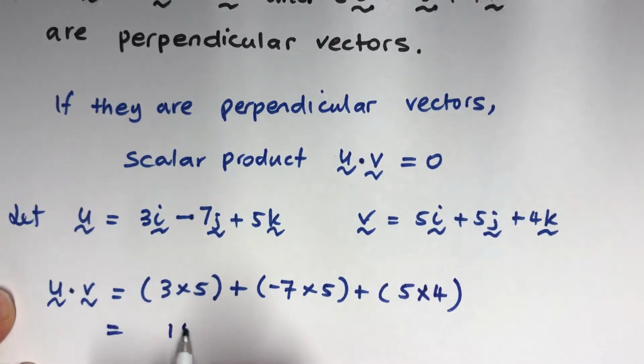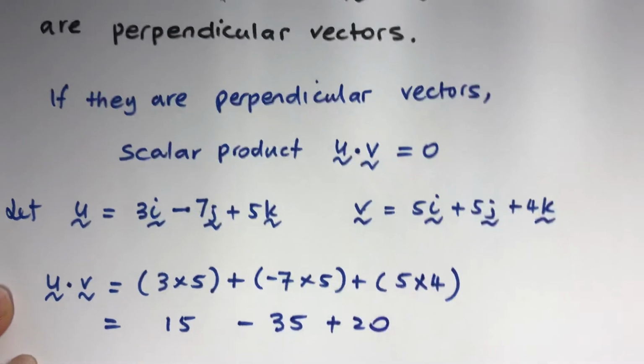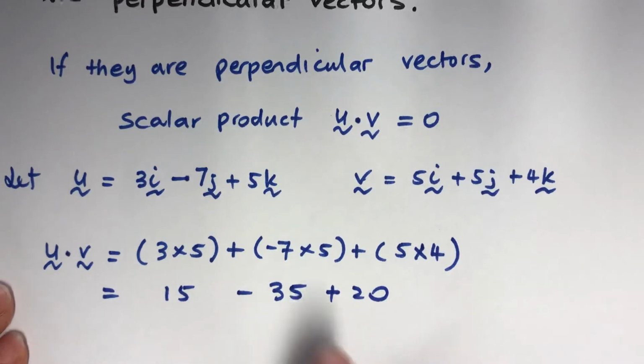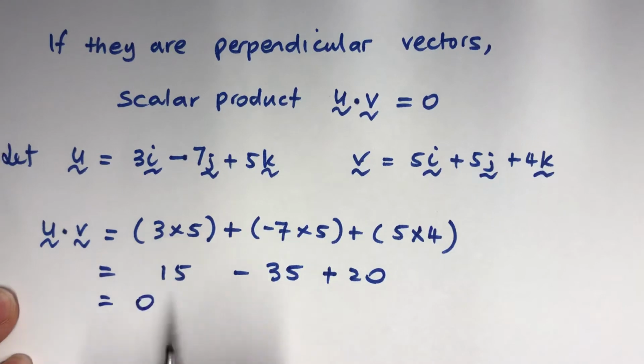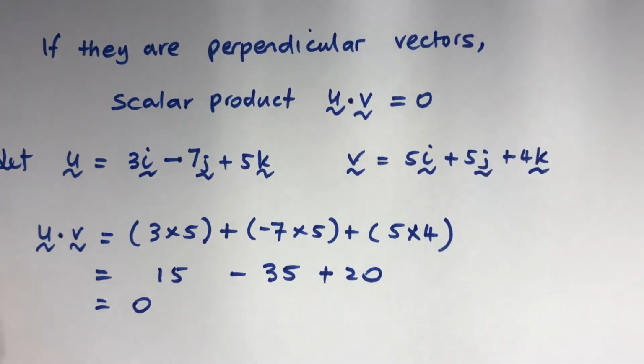So 15 minus 35 plus 20, which is 15 plus 20, 35, minus 35 equals 0. So therefore, they are perpendicular. Okay, so that was the first question.